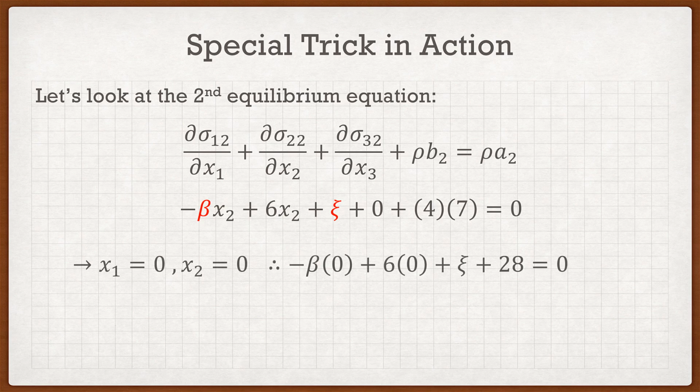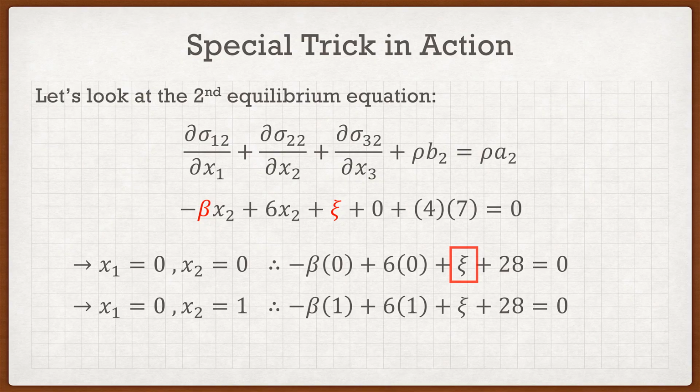So let's say I take x1 is equal to 0 and x2 is equal to 0, and I didn't really need to include x1 because if we look at the equation, it just has x2. But let's say we take x2 is equal to 0. Well, then we got beta times 0, that's going to be 0, plus 6 times 0, that's going to be 0, plus z plus 28 is equal to 0. So beta got canceled by the 0 as well as the 6, and my only unknown in this equation will be that z. Therefore, from this equation, I can solve for z.